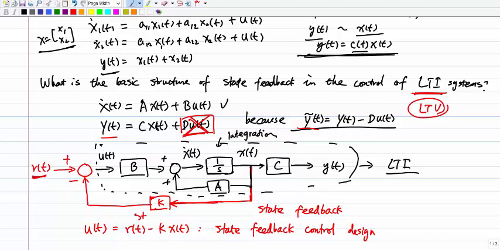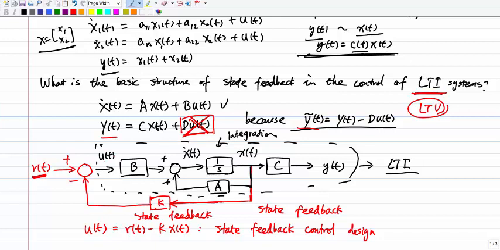This is called state feedback because I'm using the state and feeding it back to the control input. That's why I call it state feedback. So this will calculate the difference between the reference r(t) minus K times x(t), and you consider this as your input. Now this is the whole structure for the state feedback of a linear time invariant system.